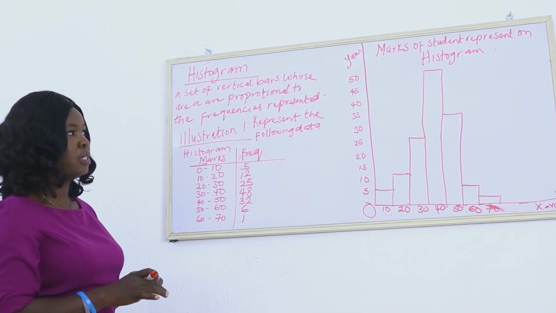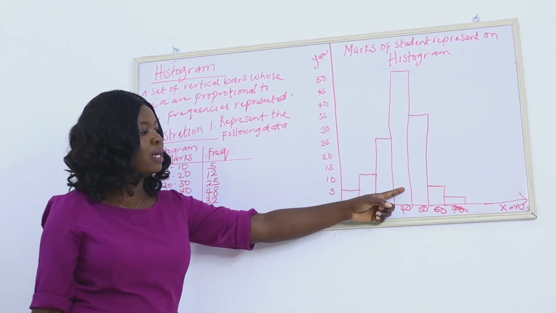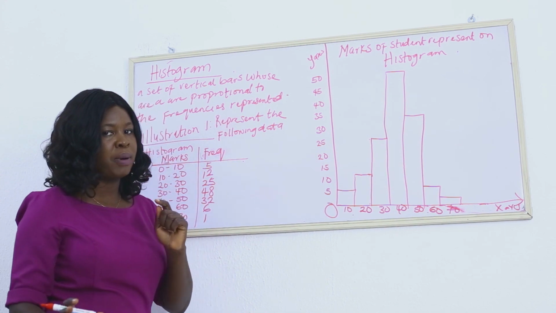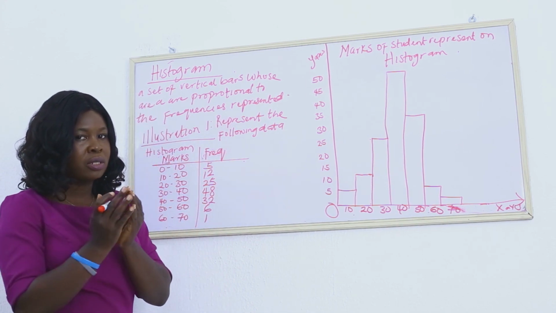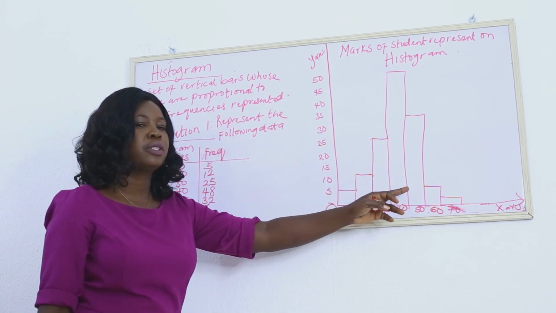Marks of students represented on a histogram. So don't forget that the bars are attached together, compared to bar diagrams. The bar diagrams are not attached together. For a histogram, the bars are attached together.